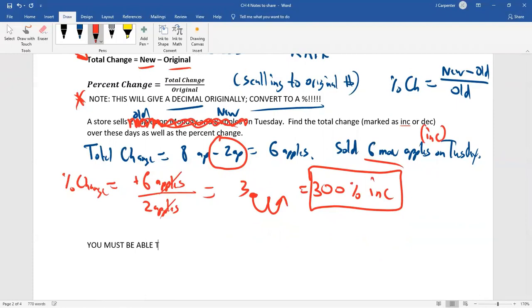You must be able to decipher between a regular percent and a percent change. So far until now, we'd only been talking about percentages where we were scaling one thing to another, dividing one thing by another, scaling it to 100, things like that.